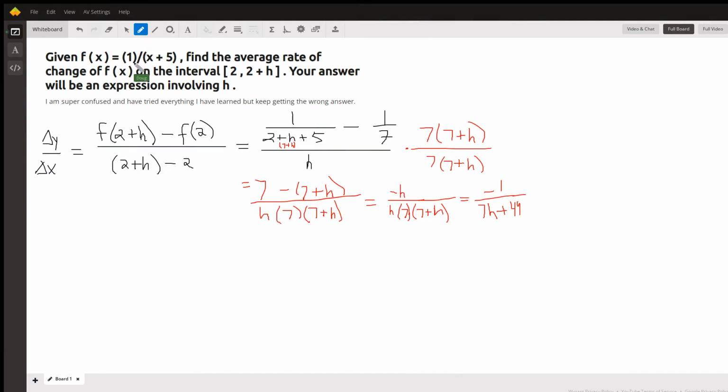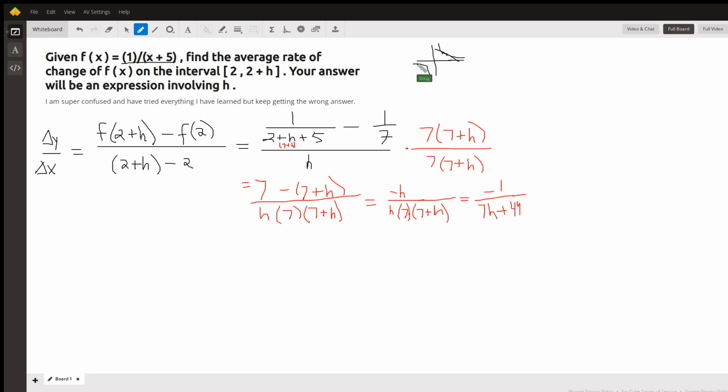Okay, we're given this reciprocal function right here, which if you graph it, you get something that looks like this. And if you plot the point 2, f of 2, you get something like that. And then if you have a little h that goes out to the right, you might have another point there. And we're actually calculating the slope of that secant line when we say find the average rate of change.